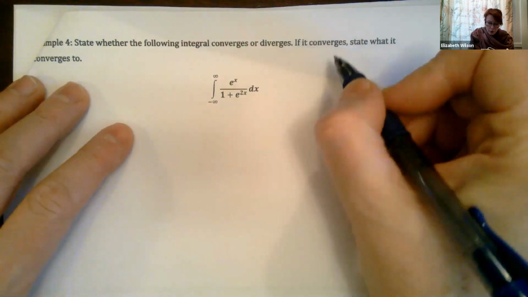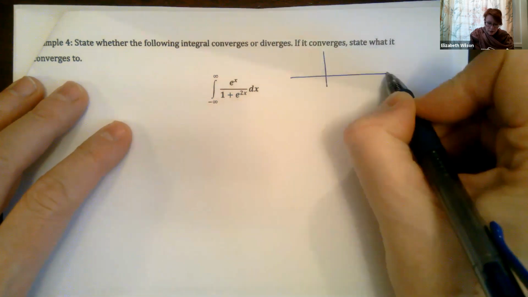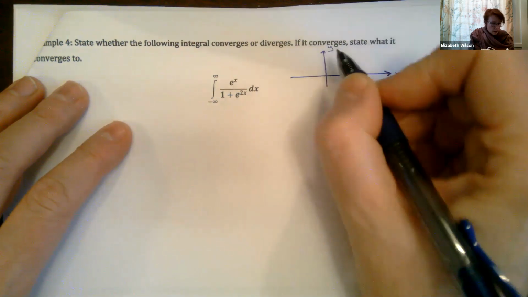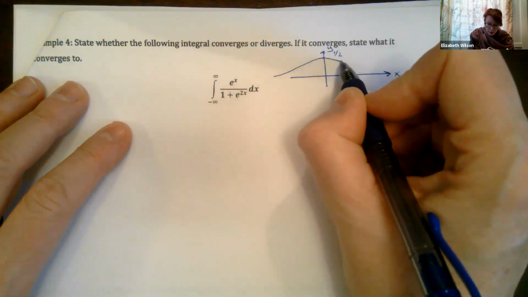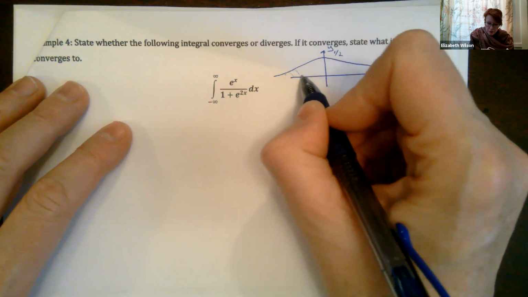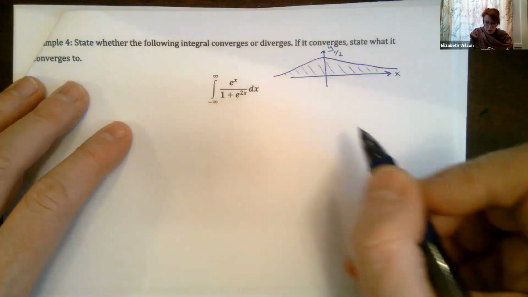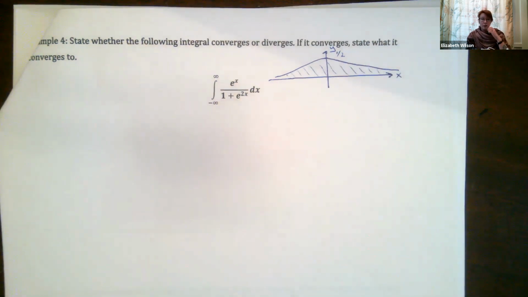So this particular one, here's our x-axis, here's our y-axis. We've got, this is 1/2, it kind of comes in, does something like this. The graphs are just for us to visualize. No one's going to grade you on the graphs. I always like to have a picture.